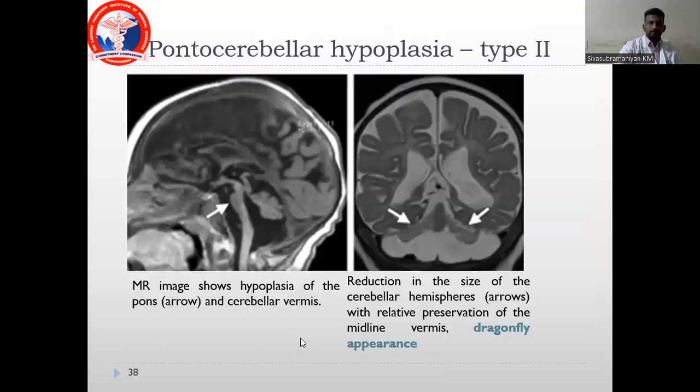axonal neuropathy. So this is type 2 pontocerebellar hypoplasia, showing the classic dragonfly appearance with a relatively preserved cerebellar vermis and the superior cerebellar vermis and the marked hypoplasia of the bilateral cerebellar hemispheres.